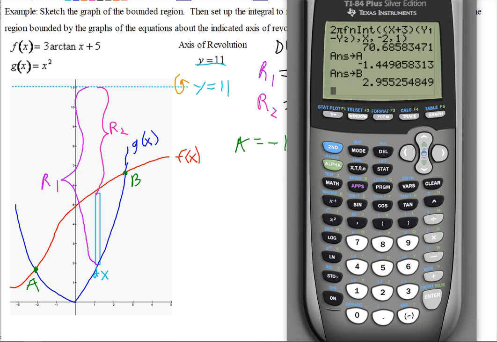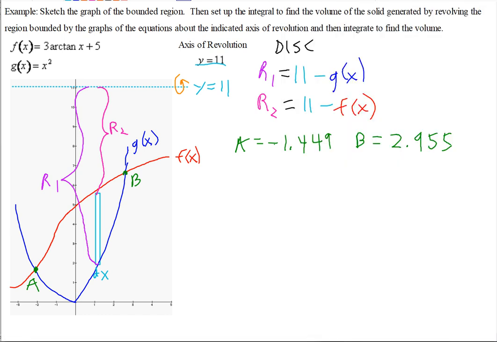All right, now let's go ahead and set up our integral. Again, it's the disk method. So we can have pi on the outside. It's an integral from a to b. And then it's just R1 squared, 11 minus g of x, squared, minus R2 squared, 11 minus f of x, squared, all times dx.